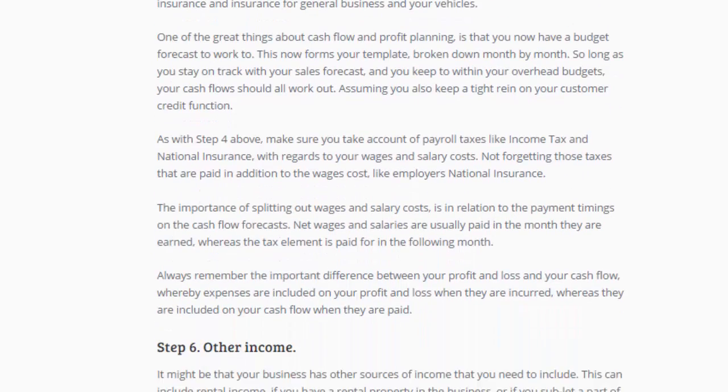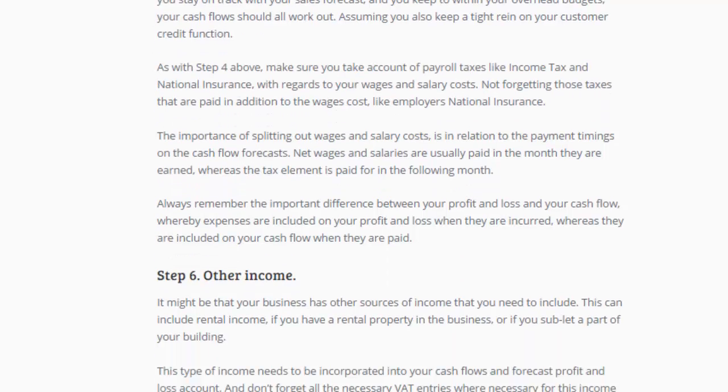As with cost of sales, it's worthwhile looking at any payroll costs and splitting out your payroll taxes like income tax and national insurance in the UK, because of course this will impact on your cash flows. So if you've got a significant payroll bill, there's going to be an element paid in the month, and there's going to be an element paid in the following month under PAYE. And of course this total cost just gets included on the profit and loss account. So it's important to make sure you distinguish between those and split them out accordingly.